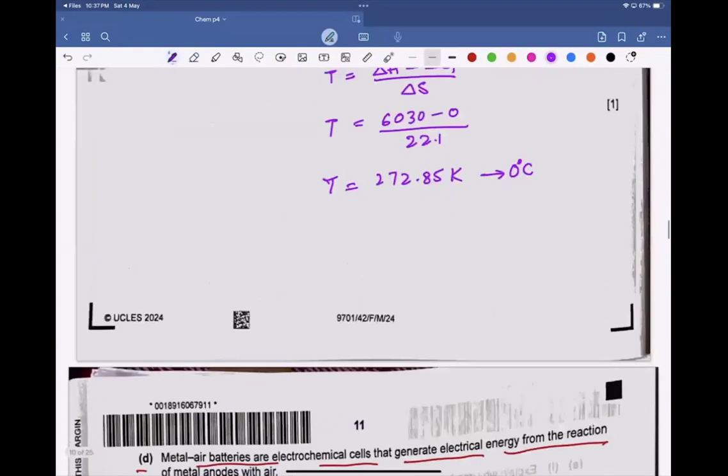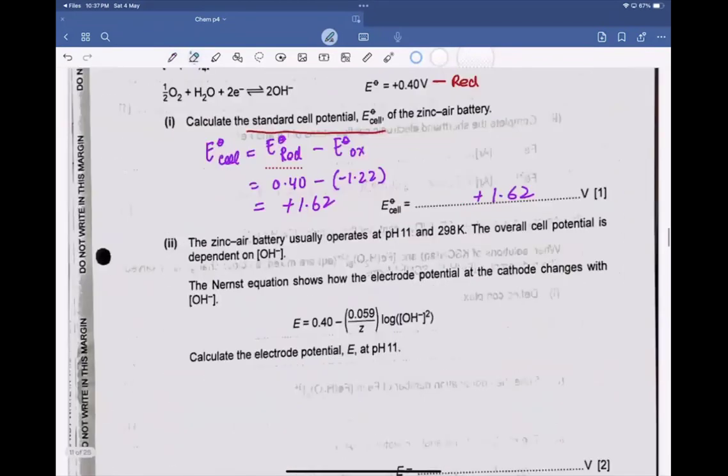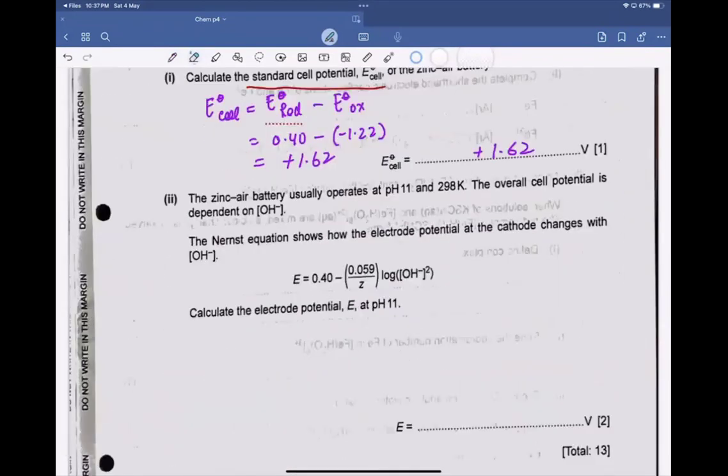Mehveen, it's 272 Kelvin. So that is always equal to 0 degrees Celsius, because if you see, when we have to convert to Kelvin, we add 273.